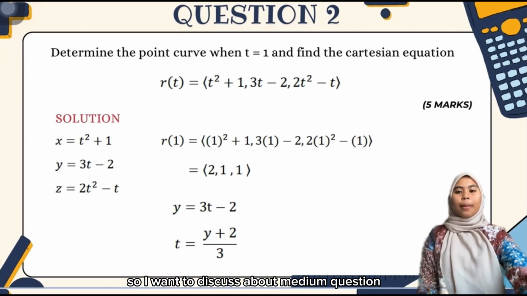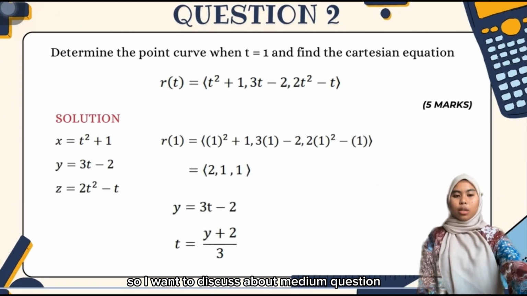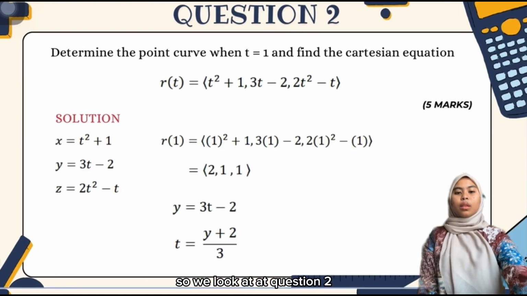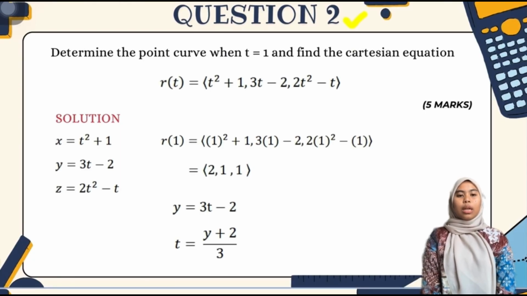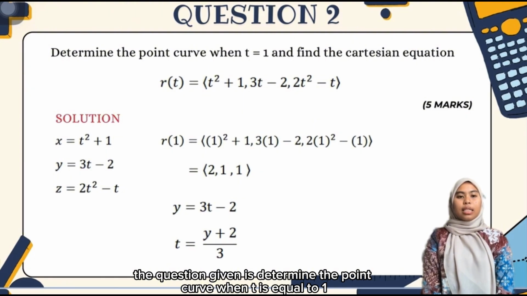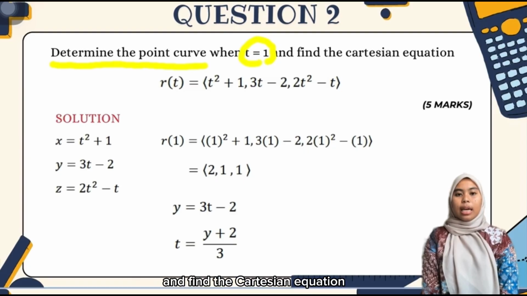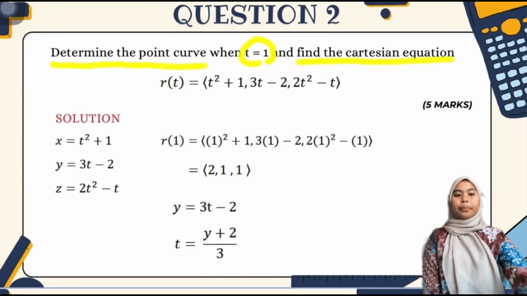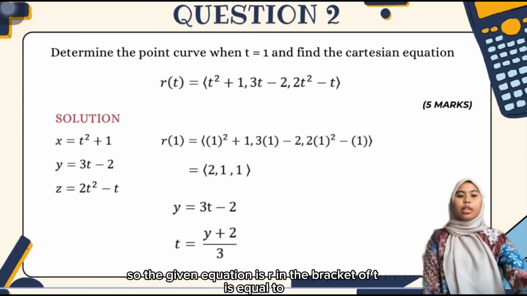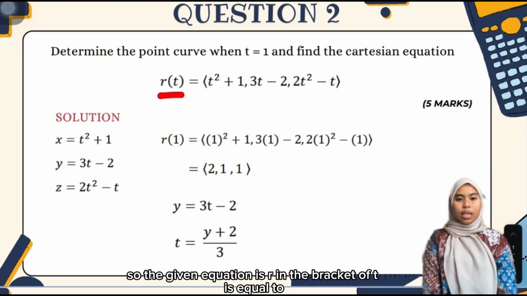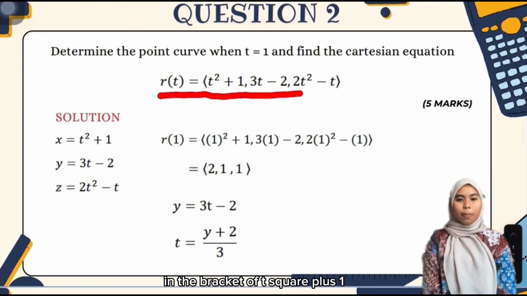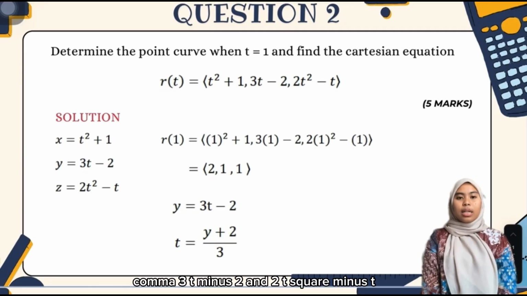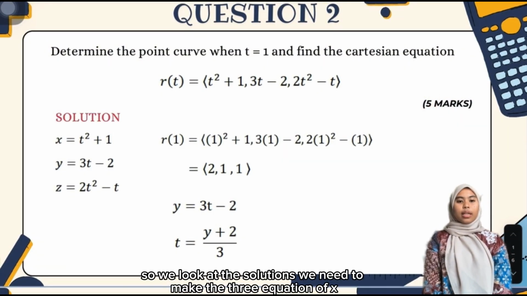So, I want to discuss about medium question. So, we look at question 2. The question given is determine the point curve when t is equal to 1 and find the Cartesian equation. So the given equation is r(t) = (t² + 1, 3t − 2, 2t² − t), and the question is 5 marks. So we look at the solutions.